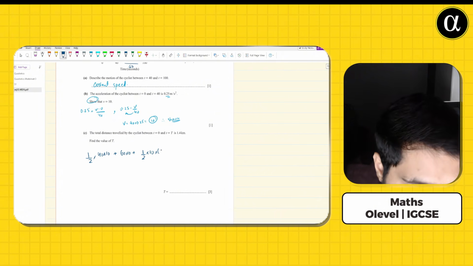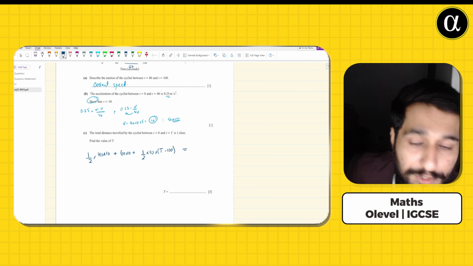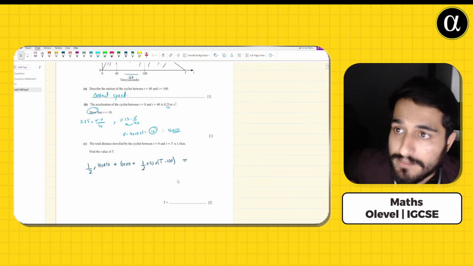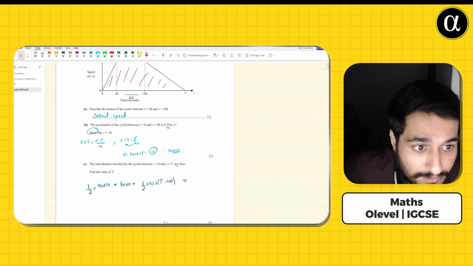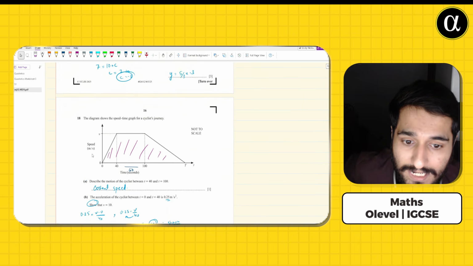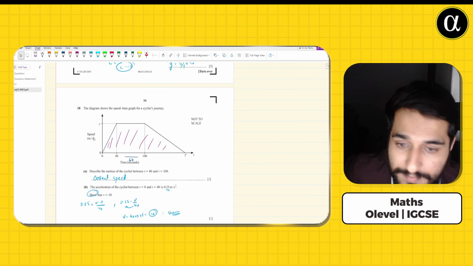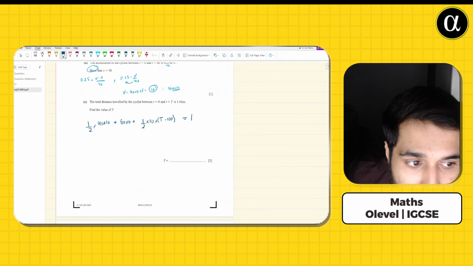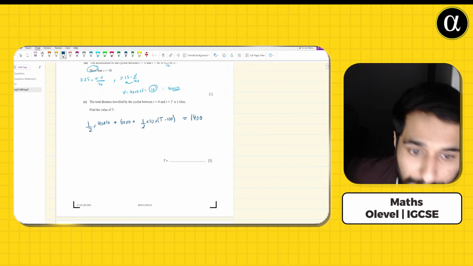So this turns out to be t minus 100, and this whole value should be equivalent to 1.4 kilometers. But at the same time, we need to understand the units may not be the same, because this is in kilometers, whereas the time is in seconds and the speed is in meters per second. That means we have to use similar units, which means this is going to be 1400 meters for this case.